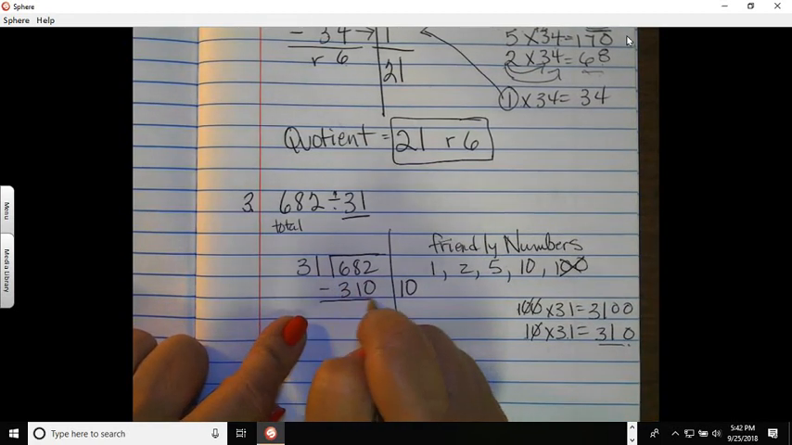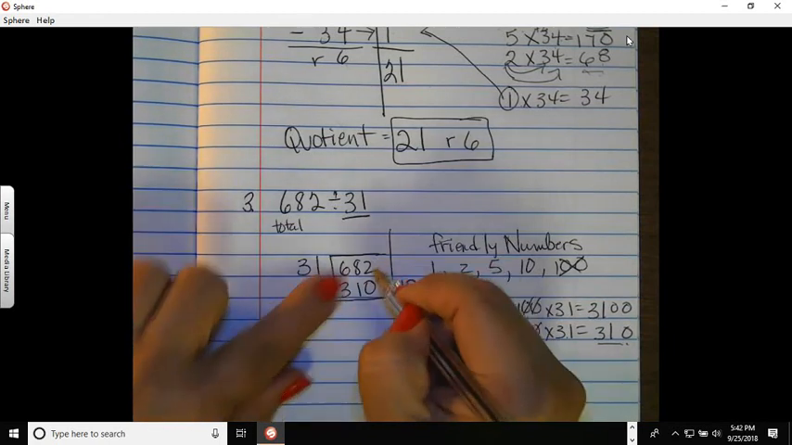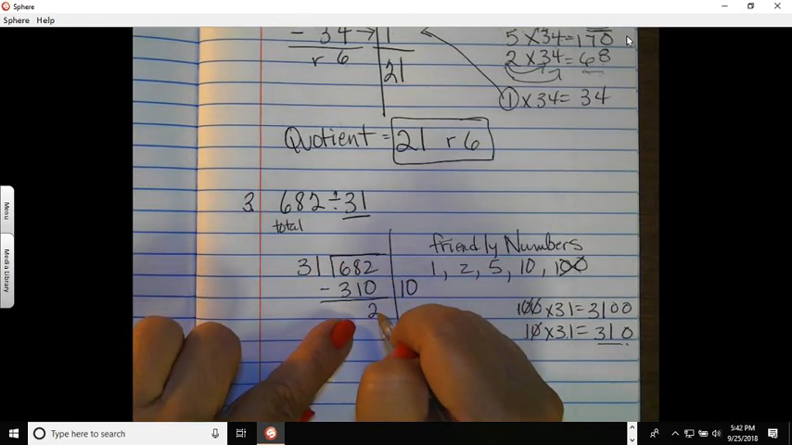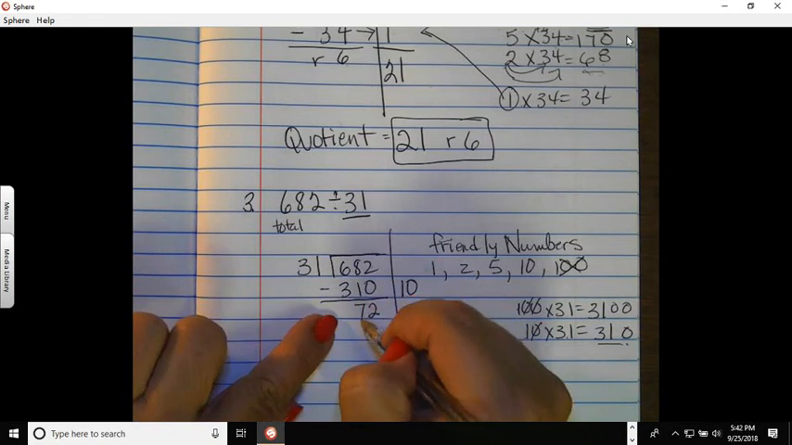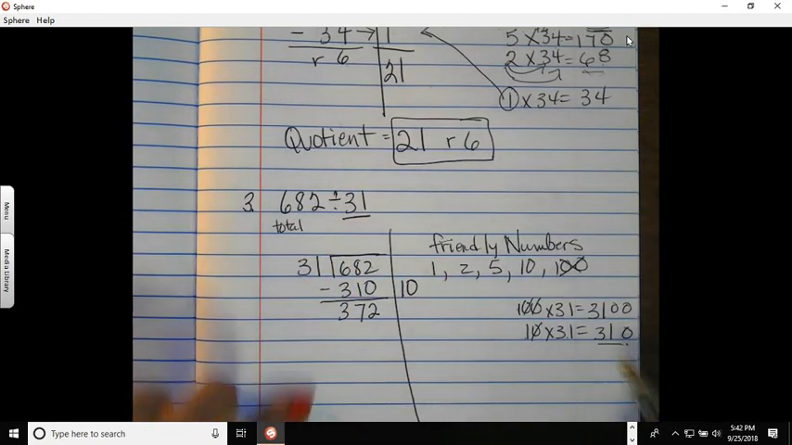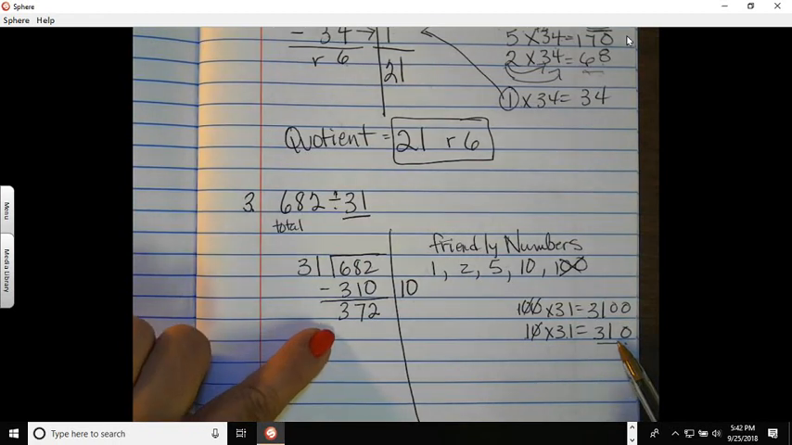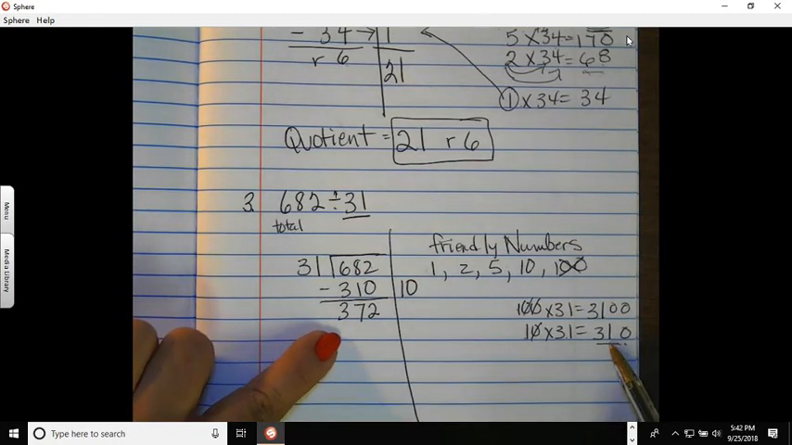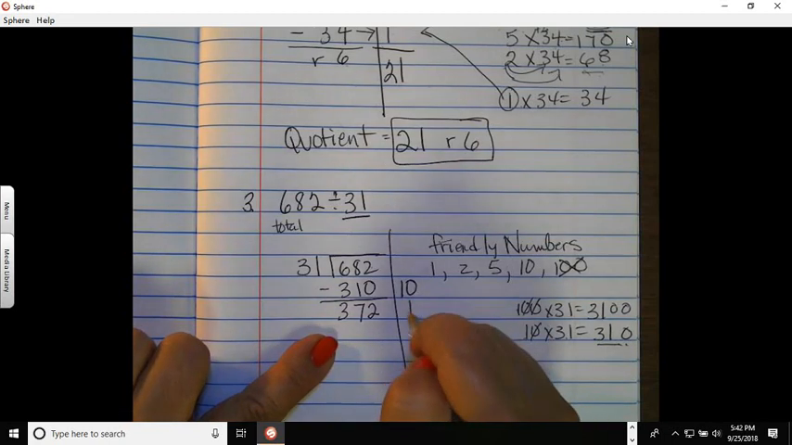And I'm going to reduce my dividend. 2 minus 0 is 2. 8 minus 1 is 7. 6 minus 3 is 3. Can I keep going? Absolutely. Look at this. I can still take 310 out of here. So I'm going to put a plus sign here, and I'm going to add a 10.